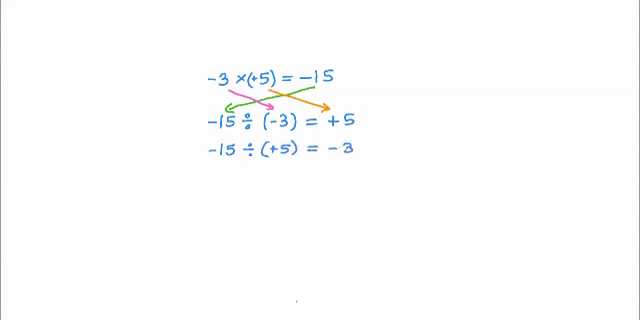So now if you see here, again, -15, I've got it down here. And if I divide -15 by +5, one of the multipliers here, then as the answer I get the second multiplier. So we say that every multiplication statement has two division statements associated with it. So let's see one more example.